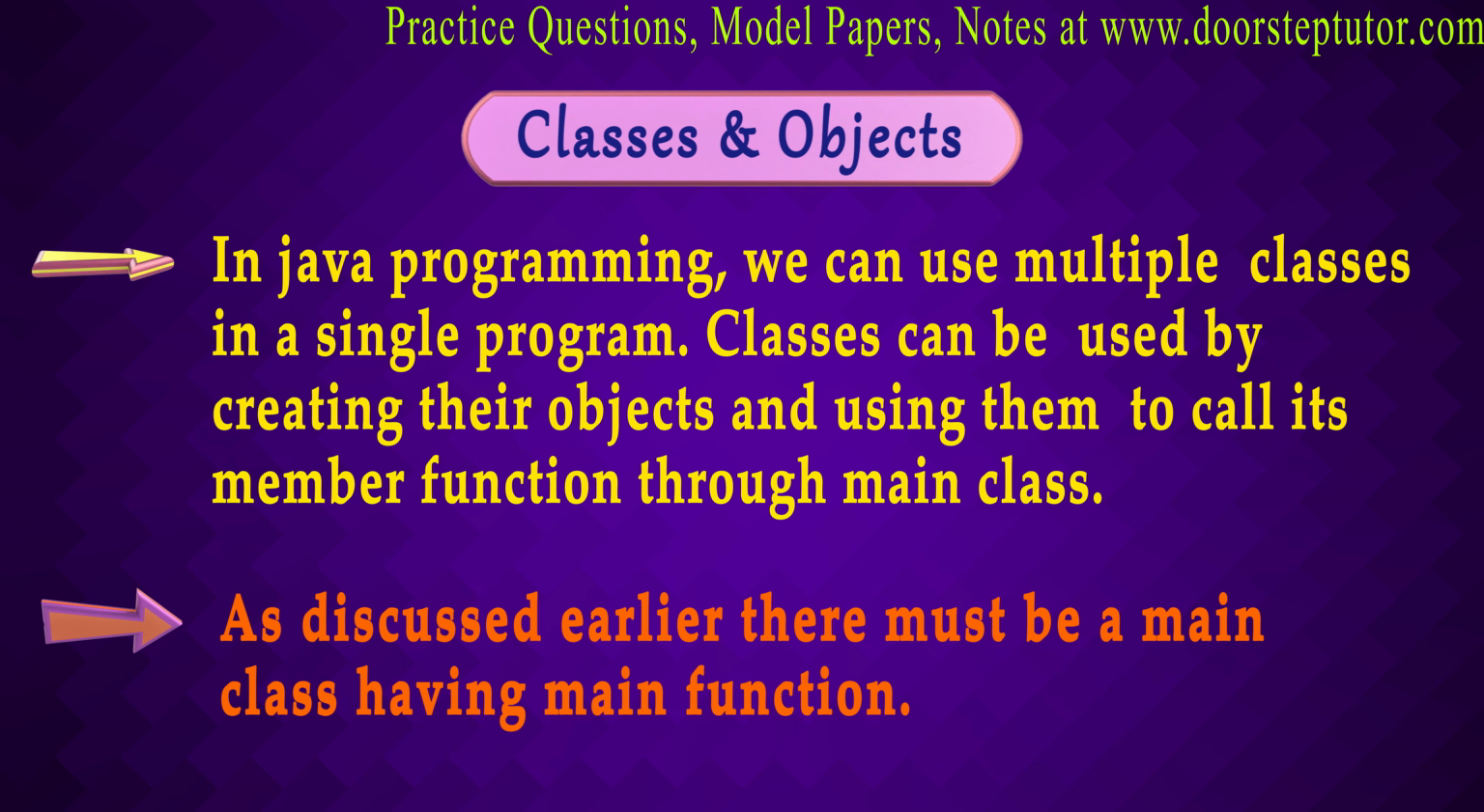Like in the example, we can see we are having two classes, class 1 and class 2. In both classes we are having one function with one printing statement. So in order to print the function and the statement line of class 1, we need to create its object. As we can see in the main function, I have taken class 1, that is the class name, then obj1. obj1 is the object of class 1.